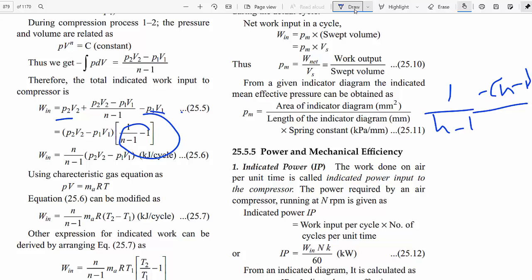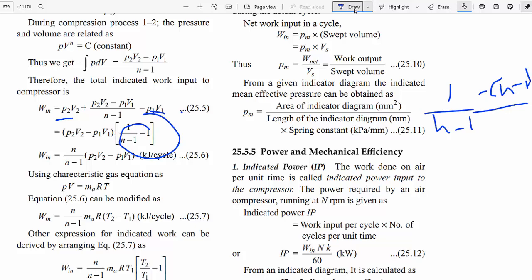This is the formula for total work input to the compressor. n by n minus 1 P2 V2 minus P1 V1 is the indicated work input to the compressor. Then using the characteristic equation PV equal to MA RT, where MA is the mass of air, W equal to n by n minus 1 MA R T2 minus T1. I substitute MRT instead of P2 V2 in the above equation. Then n by n minus 1 MA R T2 minus T1. MA R is common and T2 is different, therefore T2 minus T1 is the only term inside the bracket.